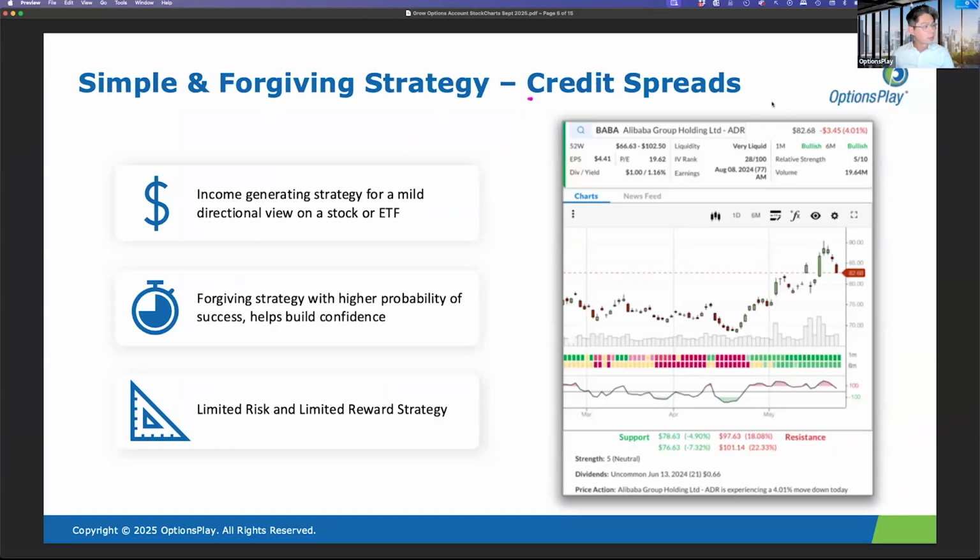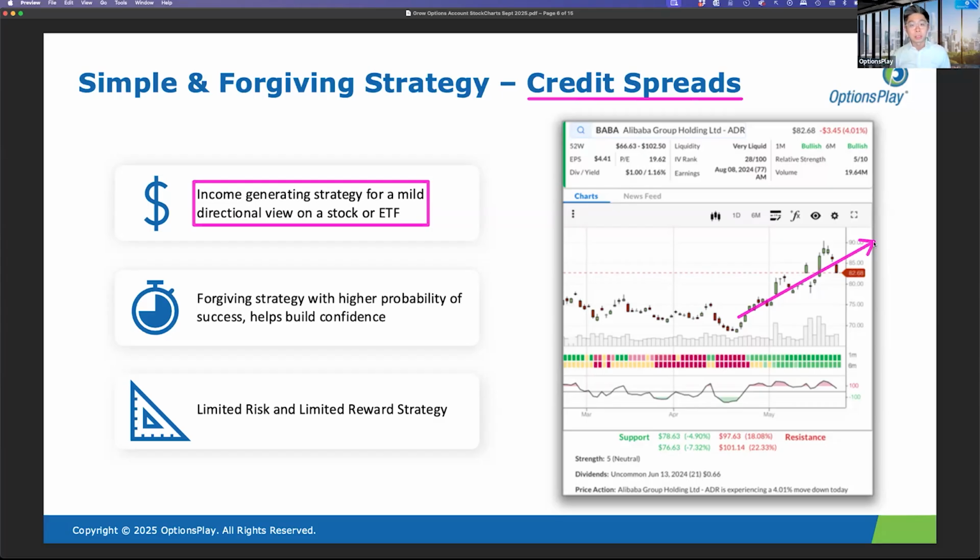So today what we're going to talk about is credit spreads. It's a simple and forgiving strategy. So a credit spread, for those of you that may not know what that is, it's an income generating option strategy for what we consider a mild directional view. What do I mean by that? It means if you can look at a chart and generally plot an overall trend for the stock, whether it's trending higher or trending lower, that's all you need in order to potentially sell a credit spread.